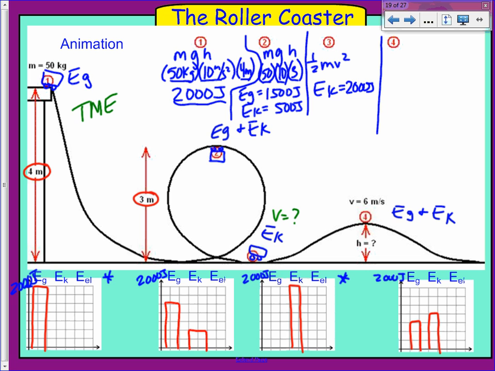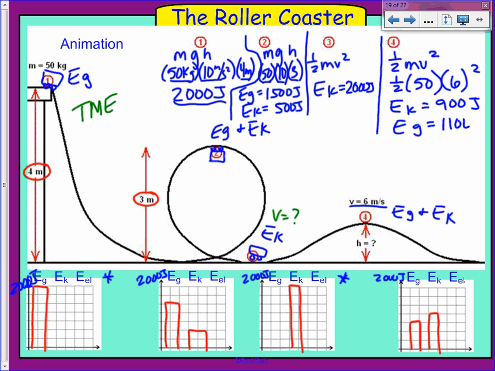Finally, at spot 4, we have a mixture again, EG and EK. However, this time we do not know what the height is, so we can't figure out EG just yet. But we do know what the velocity is at spot 4. It's 6 meters per second. So I can therefore figure out my kinetic energy by using 1/2 mv squared. 1/2 of the mass of the cart, which is 50, times the velocity, which is 6 meters per second, squared, gives me an EK value of 900 joules. Since the total mechanical energy is 2,000, that means the EG must be 1,100 joules.